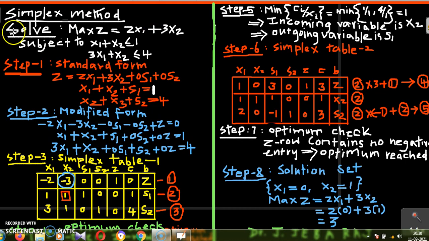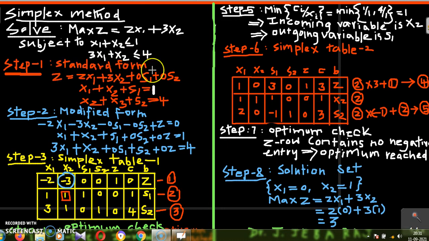Now look at this problem. Today we are going to discuss how to solve this LPP by the simplex method. The same problem was solved by the graphical method in another video. In this video we are using the simplex method. So this is the objective function. These two are constraints.